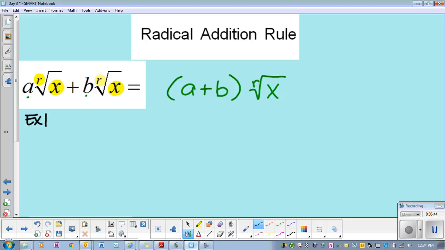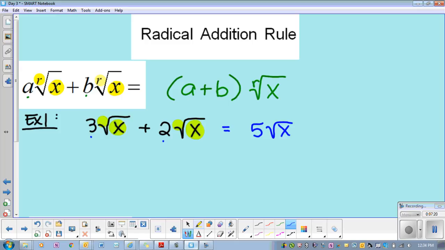So let's try example 1. All right, so our easier one. So if I gave you 3 root x plus 2 root x. Yeah. Look at that. Do they have the same root? Yes. Do they have the same radicand, like the stuff inside the radical? Yeah. So then this means you just add these outside numbers together, and then that's 5 root x here. Okay?